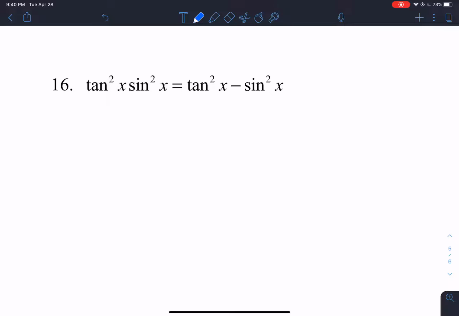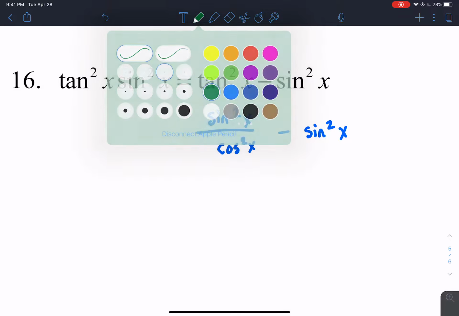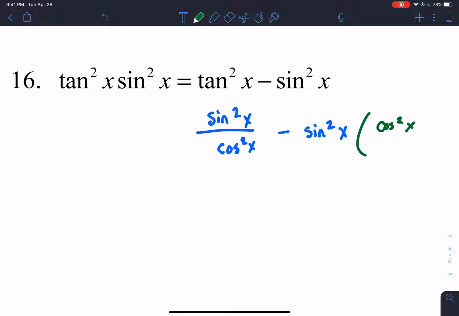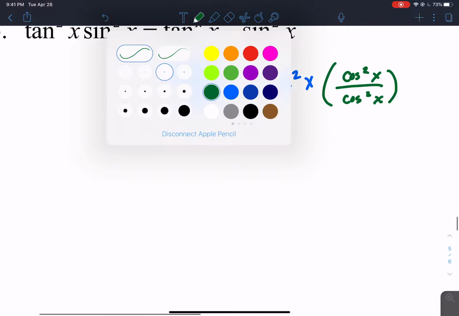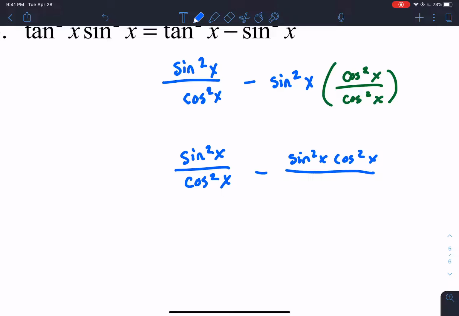Okay, so for number 16, we're going to do the right side. So we got sine squared over cosine squared minus sine squared. So we're going to multiply by a common denominator, which would be cosine squared over cosine squared. Then that's going to give me sine squared over cosine squared minus sine squared cosine squared over cosine squared.